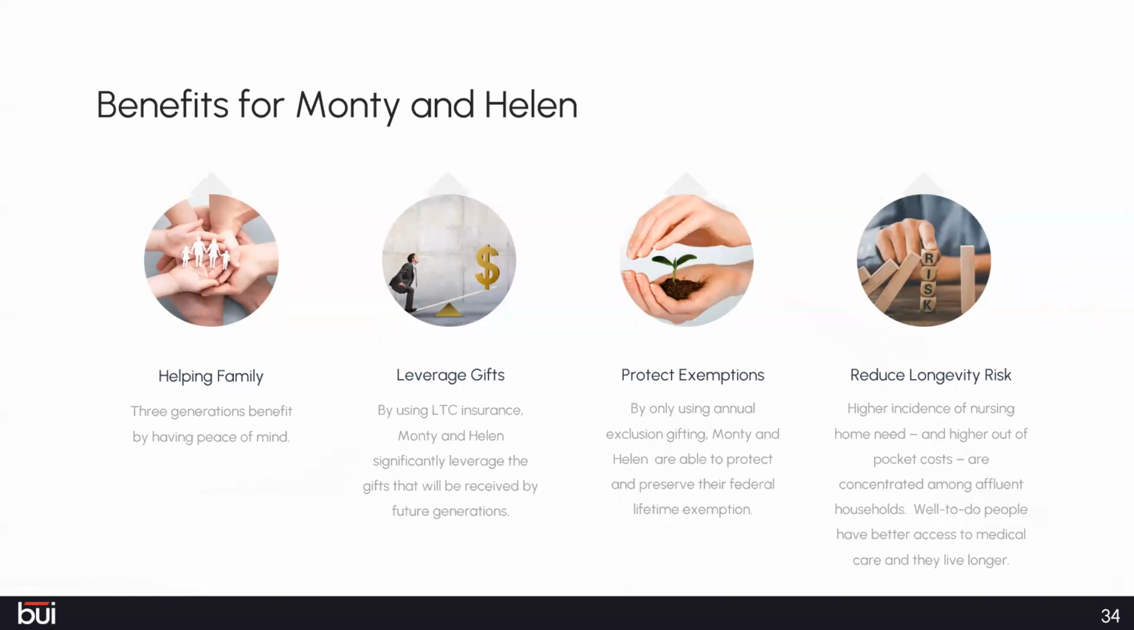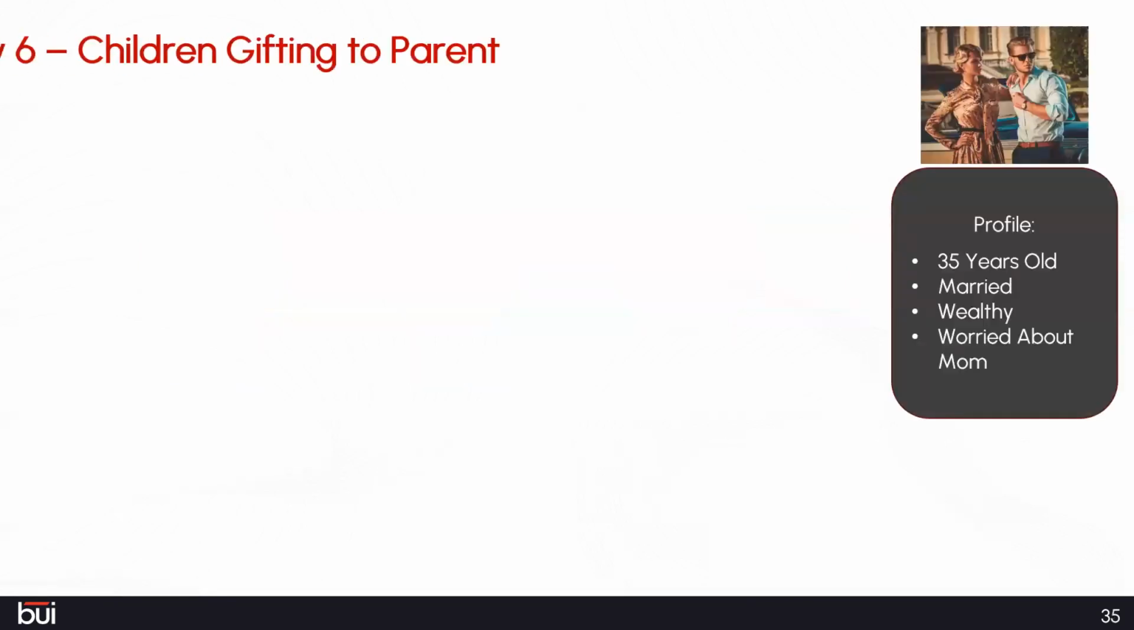So this is an example of the older generation gifting down. But what about an example or a scenario where you have a younger generation that has greater means than the generations that have come before them? Let's look at a scenario with Theodore and Anastasia.